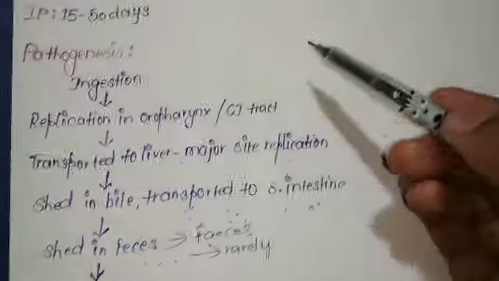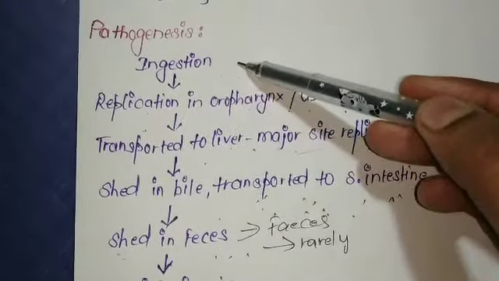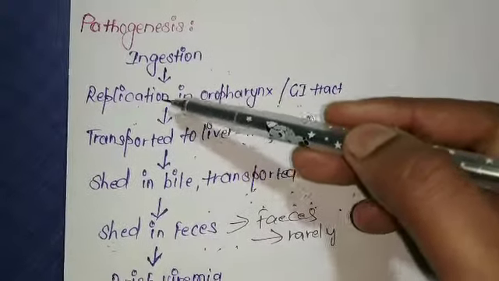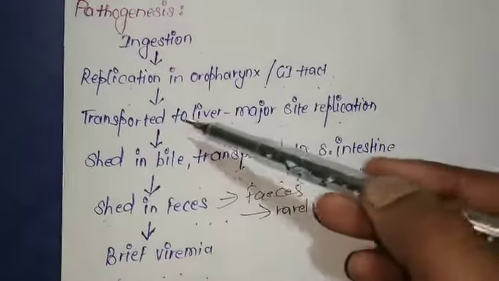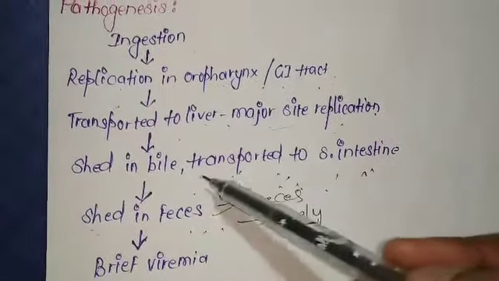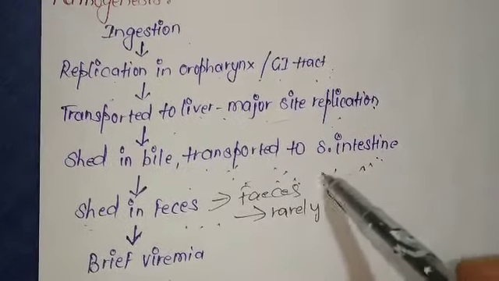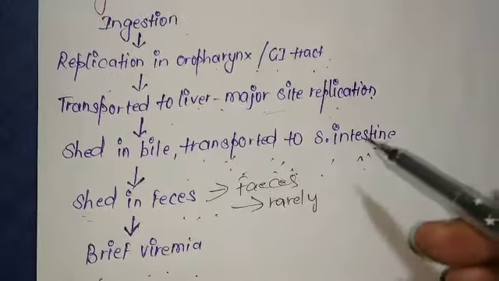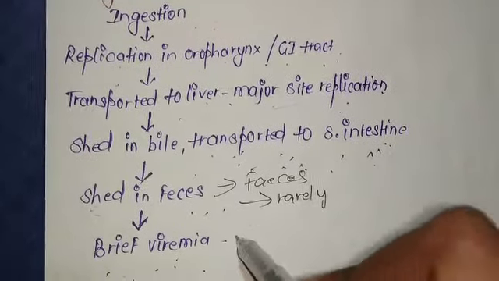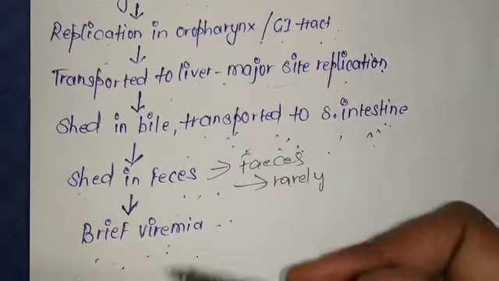Once again, I will say this: the virus is ingested by a host from contaminated foods or water, and once ingested, it replicates in the oropharynx and the gastrointestinal tract. Then it is transported to the liver, the major site, where it will again replicate. After this replication, it is shed in the bile and transported to the small intestine. This explains why feces of a patient of hepatitis A are infectious. Once shed in the feces, it will cause a brief viremia, meaning blood with a load of viruses, and during the clinical diagnosis, it will show the immune response.